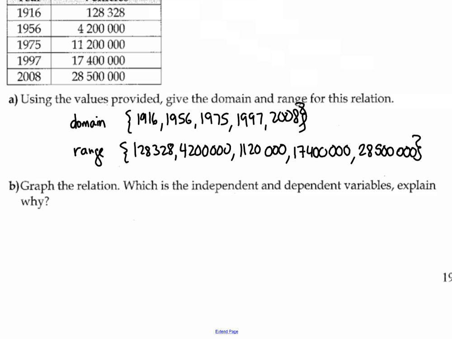Okay, we're not going to graph this though, but let's just state the independent variable. Which one would be independent? The domain, or specifically what's the variable? What do we call the variable? Yeah, we call it years. The year. What's the dependent?